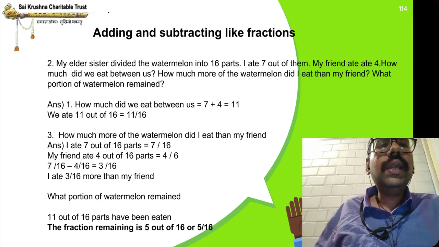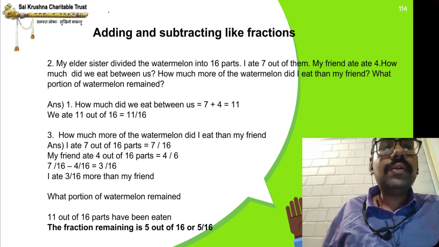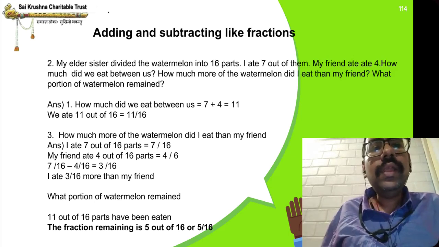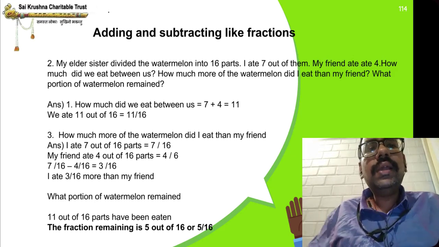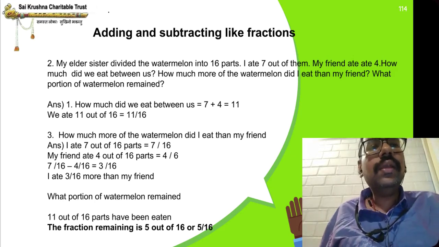How? 16 is the common denominator in both the fractions. I have to keep 16 constant. Then, for obtaining the numerator, you have to subtract numerator 1 and numerator 2. 7 minus 4 is 3. I had 3 by 16 more than my friend.